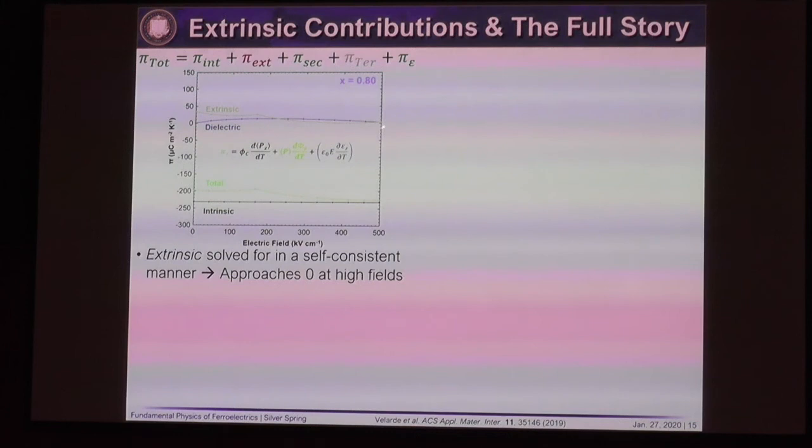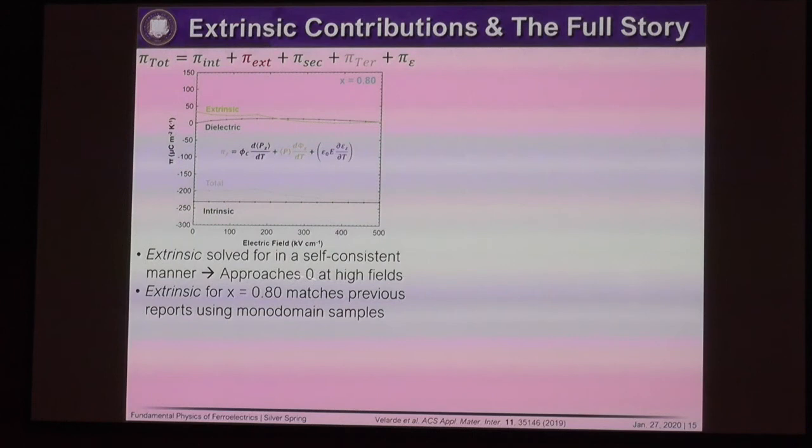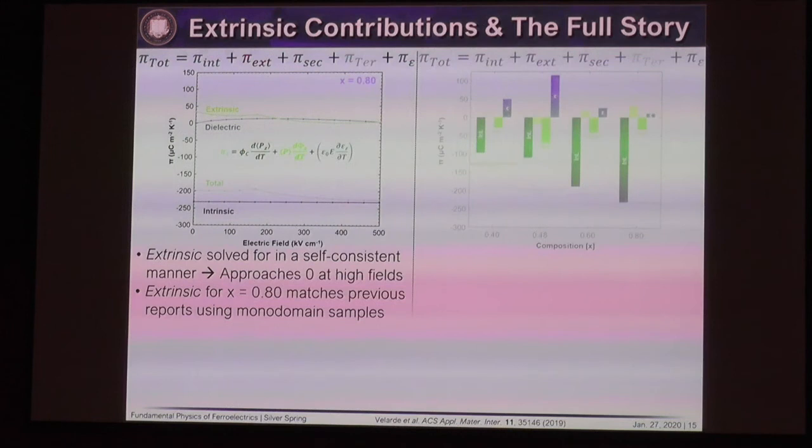When we do this, we did this for similar materials to the data I showed you in the first part of the talk, where we had the monodomain samples, and it matches within about 3% the final result that we got from this approach, using the monodomain samples to check it as well. So now we have this approach to give us these sorts of behaviors, and here's the take-home message, right?